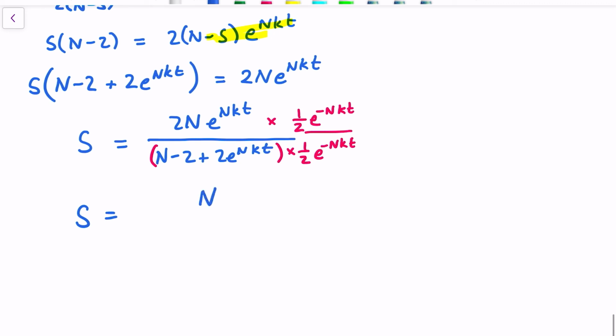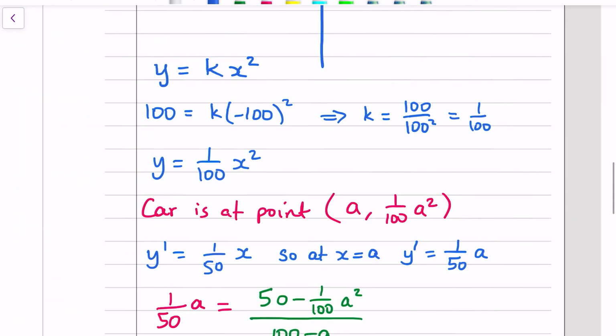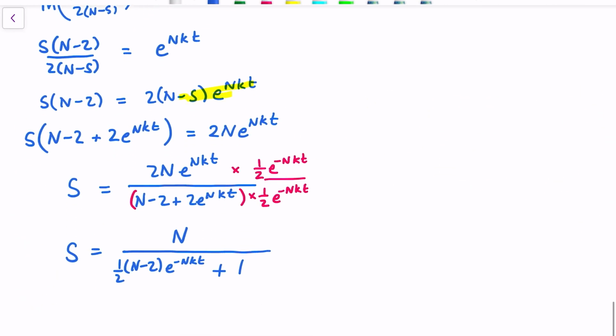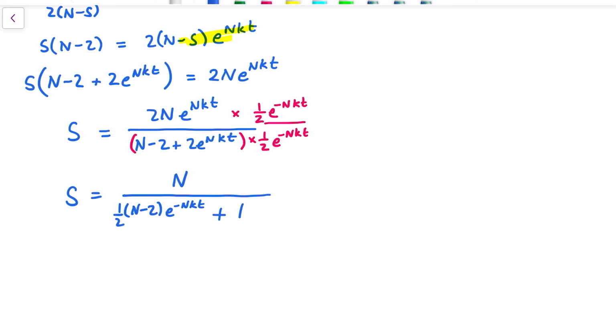So it's n over n minus 2 all times by half e to the minus nkt. And then the last term is the 2 with the half, and the e to the nkt times e to the minus nkt is plus 1. Is that the solution I was heading towards? Yes. Perfect. Now that is horrendous.